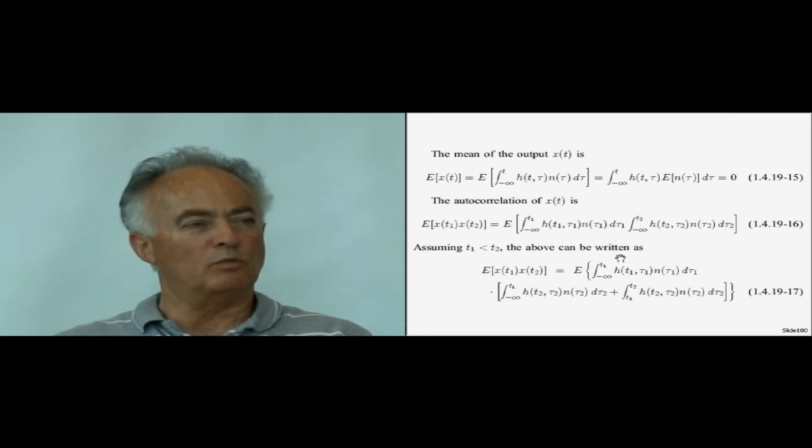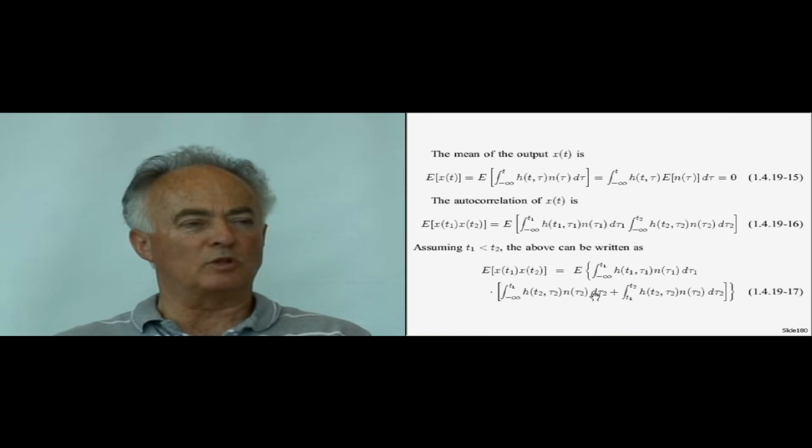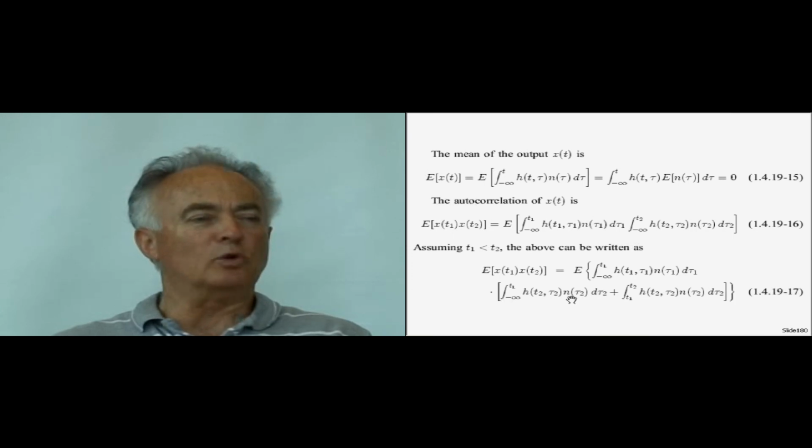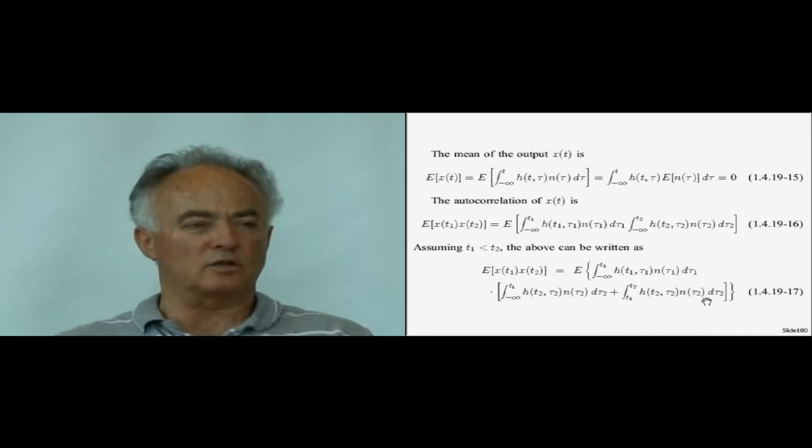Now, we have to assume which is larger of the two times, t1 and t2. Let's assume right now t2 is the larger one. Then we can write the expected value of this product as the first one, this is x(t1). The expression in the brackets is the part of x(t2) up to time t1, the contribution to x(t2) of this input n up to time t1, plus its contribution from t1 to t2. So we broke down the second integral into the sum of two integrals.